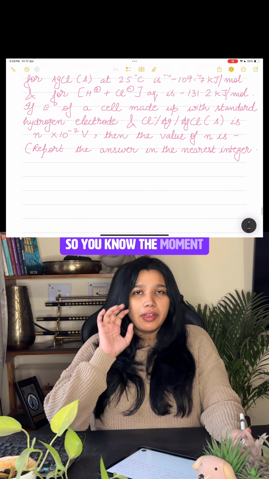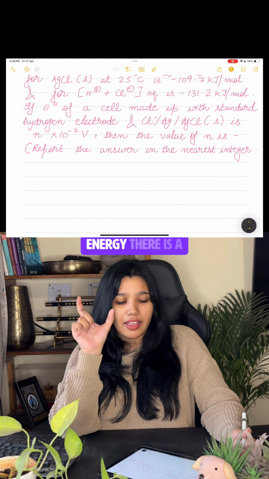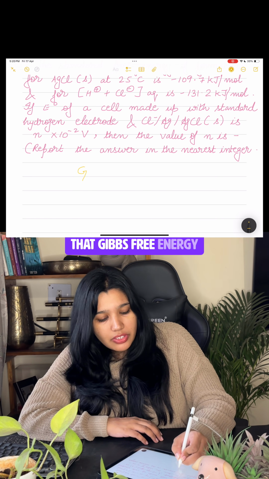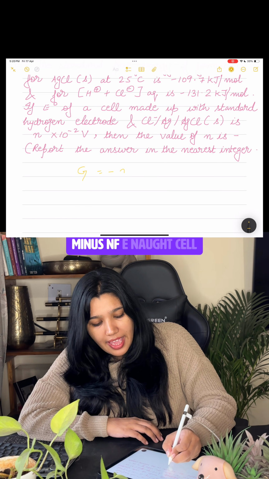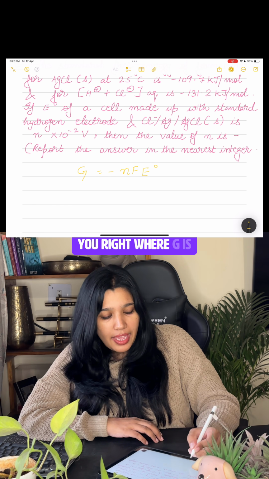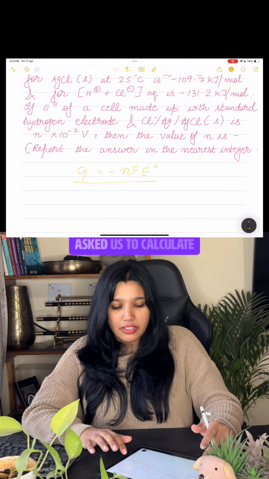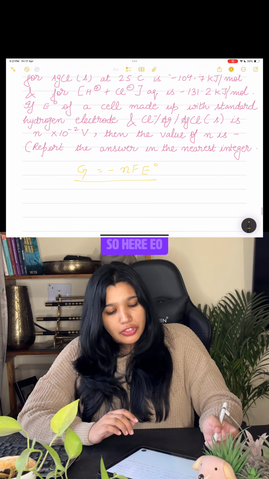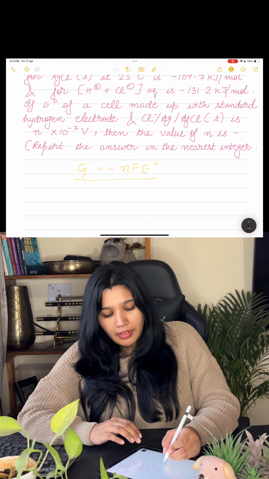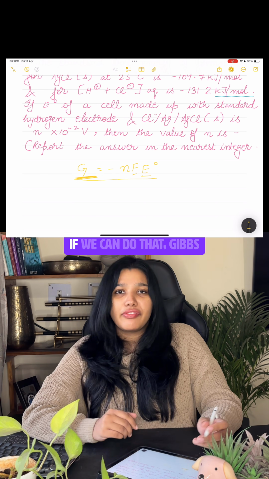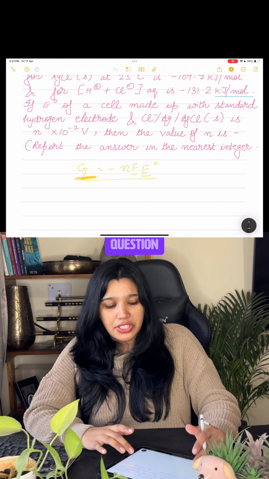So the moment you see a question based on E naught and Gibbs free energy, there is a relationship which relates the two of them. And that is that Gibbs free energy is equal to minus nFE naught cell, where G is your Gibbs free energy, n is the number of electrons involved, F is Faraday, and E naught is what they have asked us to calculate, the electrode potential. So here, E naught we are calculating, the value of F we already know. We basically need to calculate this G. If we can do that, our question is pretty sorted.